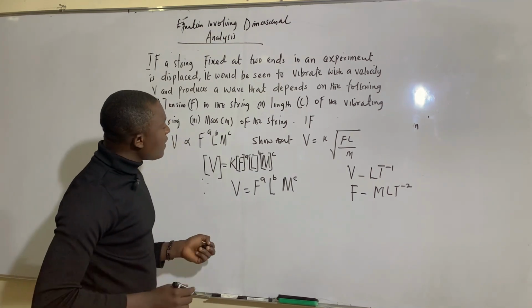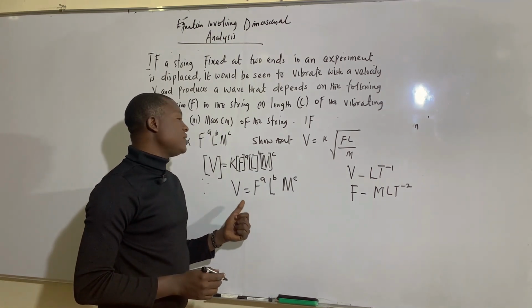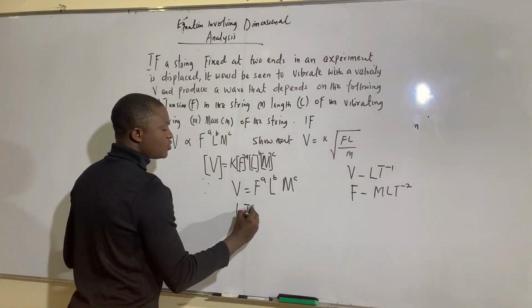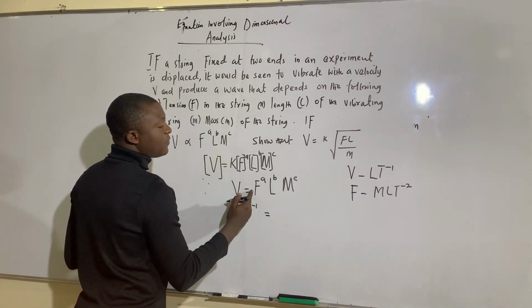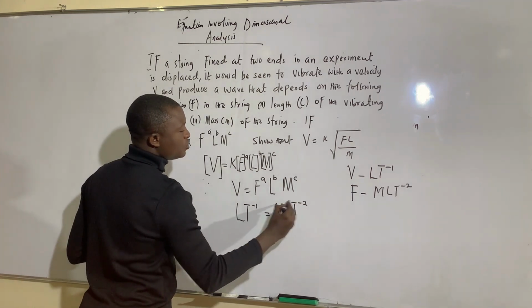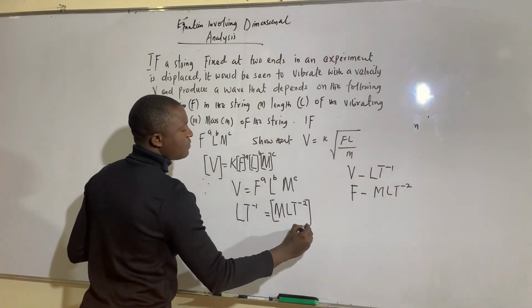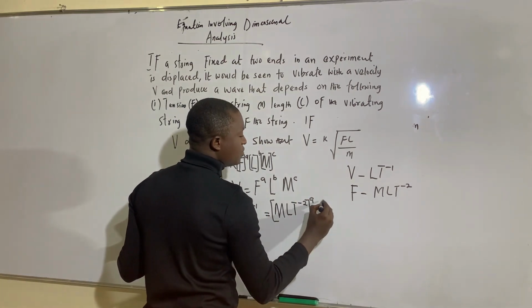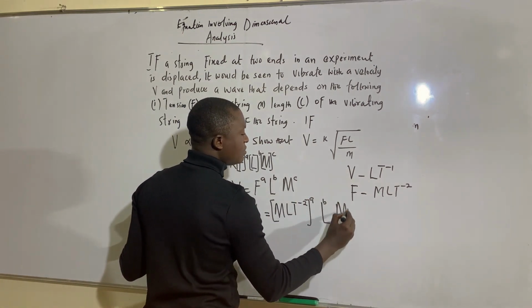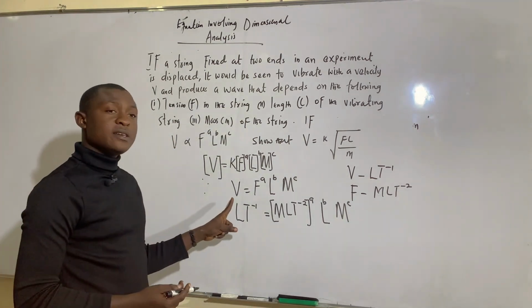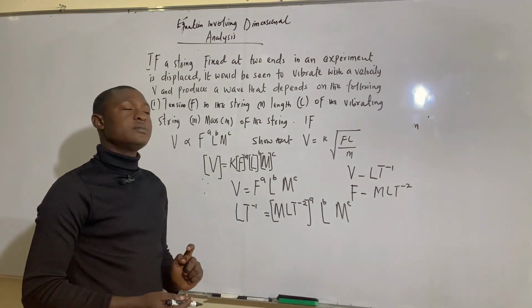So now, after that, I've known that V is a velocity. What we have there is LT raised to the power of -1, and the force is nothing but MLT raised to the power of -2. Then I have F to the power of A. Then I know that L is L itself, L raised to the power of B, and M is M, then M raised to the power of C. So the only thing that will change here is the velocity and the force.